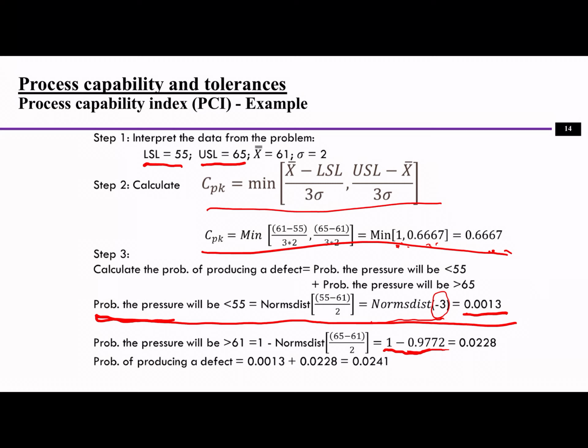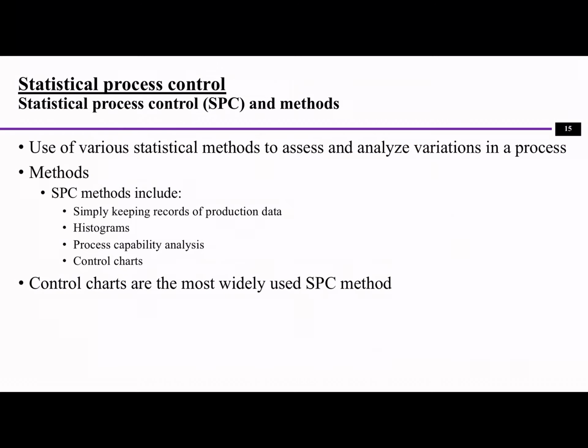If you want to calculate the probability of getting a defect part, we just need to add the two blue areas together, right? The dimension is smaller than the lower specification limit, and the dimension is bigger than the upper control limit. So that's 0.0241, so basically 2.4%. All right, so this is one example that shows how to calculate the process capability index. All right, next let's look at statistical process control methods.